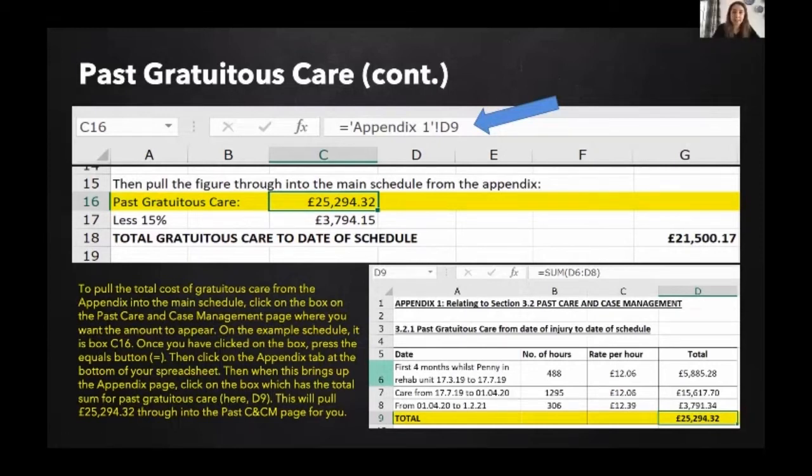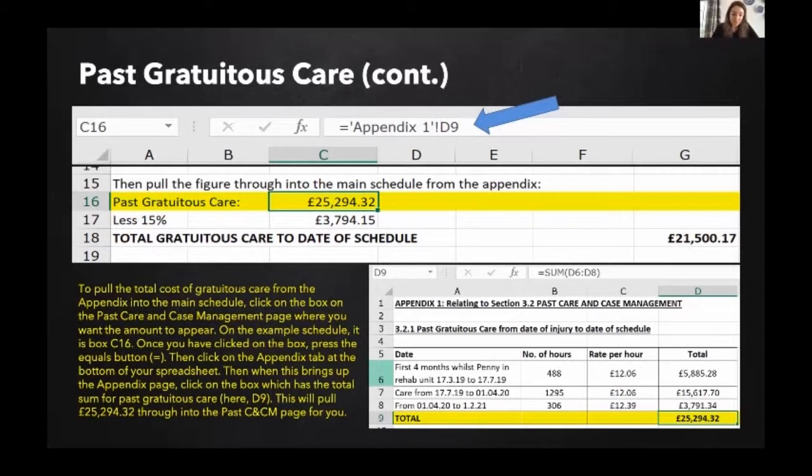Brilliant, thanks Anna. So there what we've done is we've looked at how the past gratuitous care costs break down hour per hour, how they're going to look on our summary sheet, and also here we're looking at how to actually manipulate the figures in Excel.